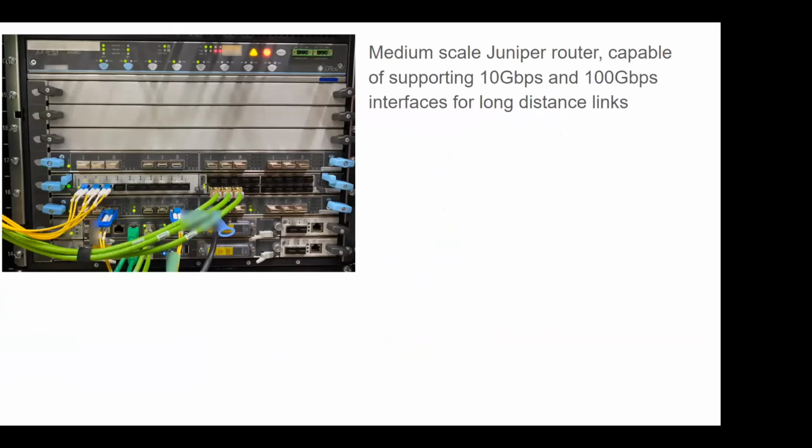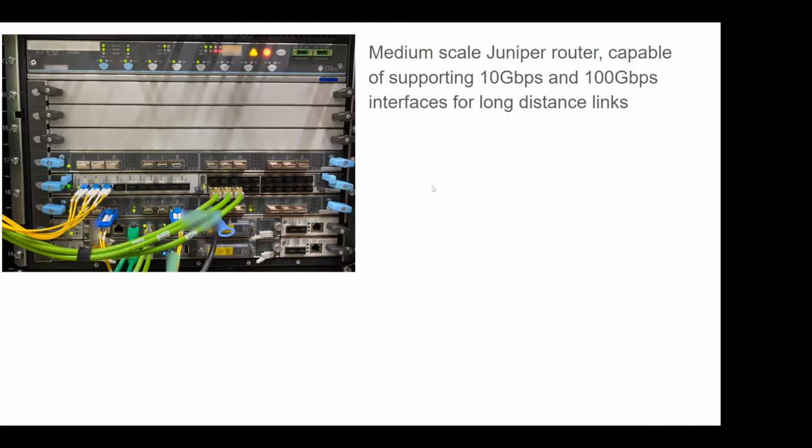This is a medium scale Juniper router, an MX480. You can see that there are connections. These are 1 gigabit copper connections over here. There are 10 gigabit fiber connections. Down here are 200 gigabit connections. And there's empty space, so we can plug in more.